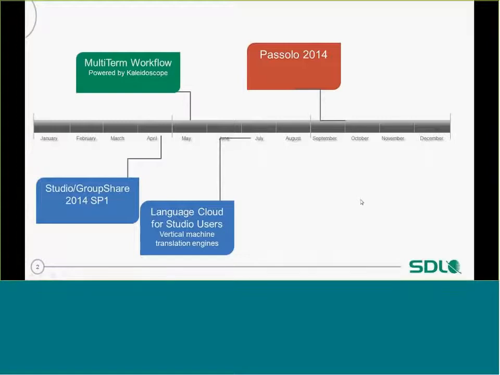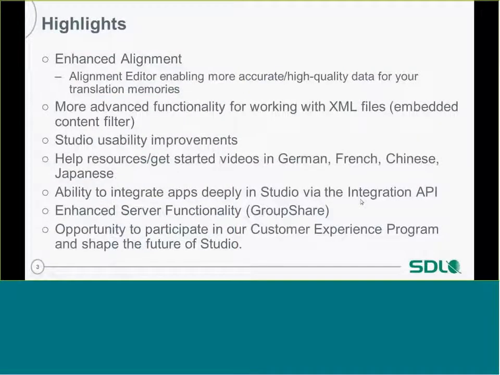But let's start with Studio. A few new features with this Service Pack. First of all, enhanced alignment. What is alignment? It is the ability to create translation memory from existing documents. So if you have a set of documents in, let's say, English, and a set of documents in another language, you can combine them to create a translation memory, and Studio has functionality that allows you to do that. So we made some changes with Studio 2014, but with Service Pack 1, we added quite a few features to how you can do alignment.